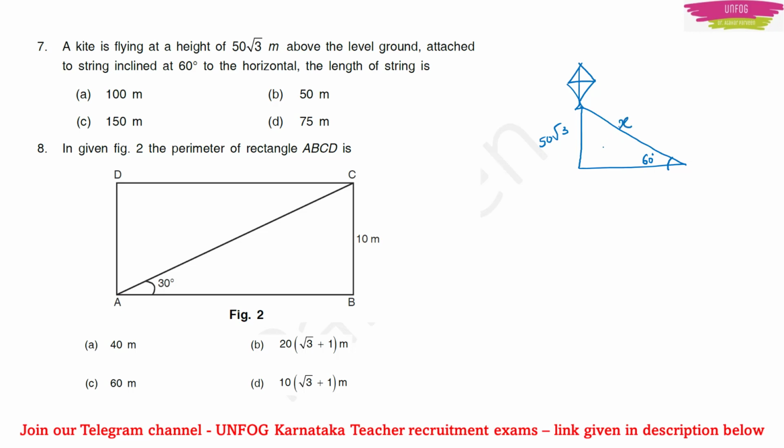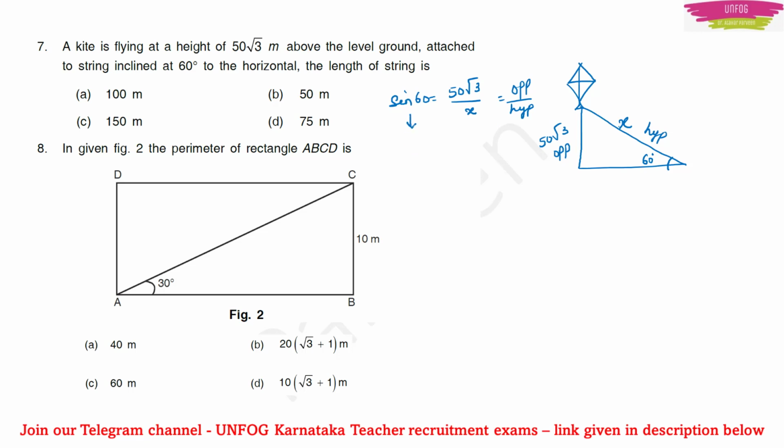This is your x. So opposite side and hypotenuse are involved. In that case, what will you use? You have to use sine, because opposite side and hypotenuse are involved, right? Wherever opposite side and adjacent side are involved, there you will use tan. Wherever opposite side and hypotenuse are involved, there you will use sine. Okay. So what will sine 60 be now? Sine 60 will be the opposite side, which is the height of the kite, upon the hypotenuse, which is your x. This is what your sine theta tells, right?